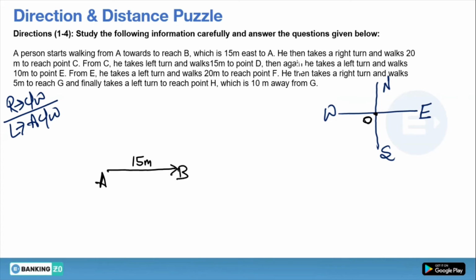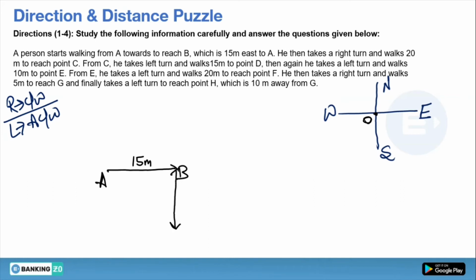Now he takes a right turn and walks 20 meter to reach the point C. So right means clockwise, we have to move 90-degree clockwise, and we have to move 20 meter to reach the point C. So clockwise means downside.